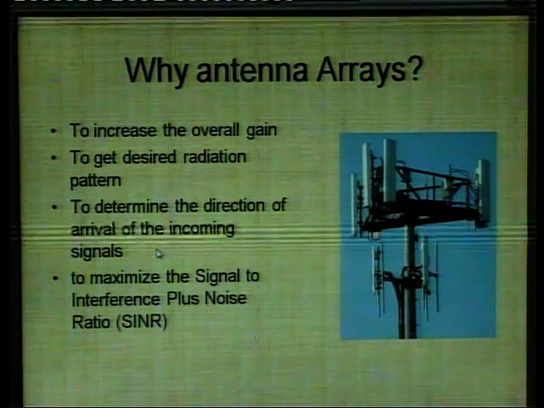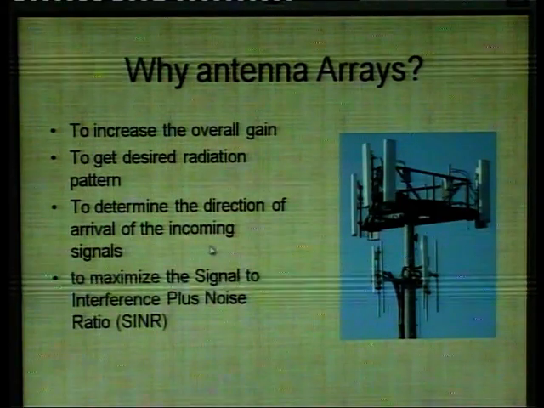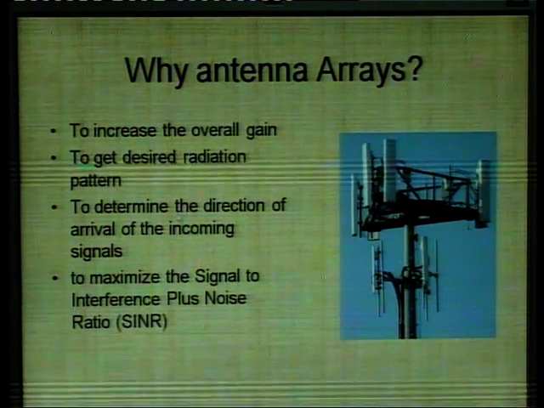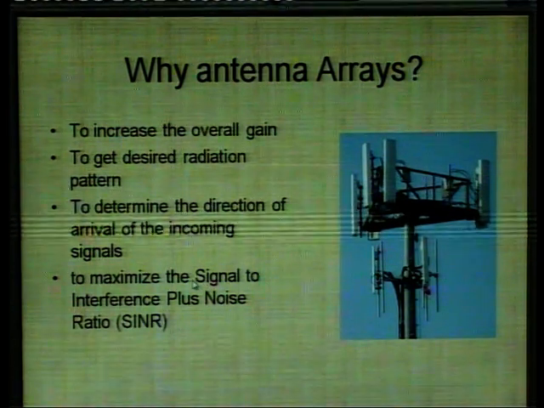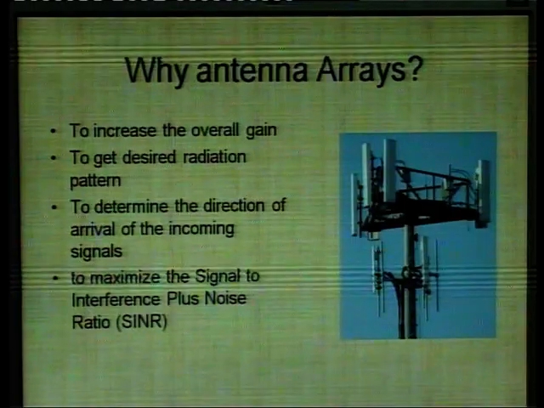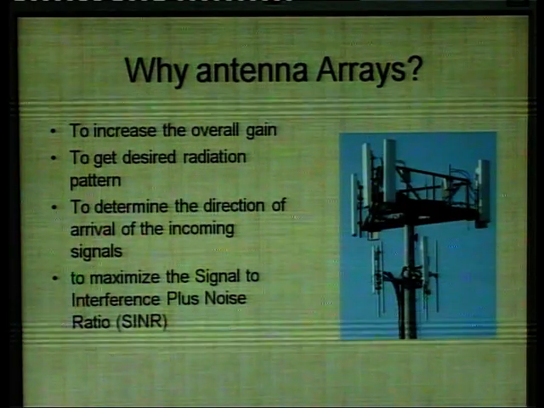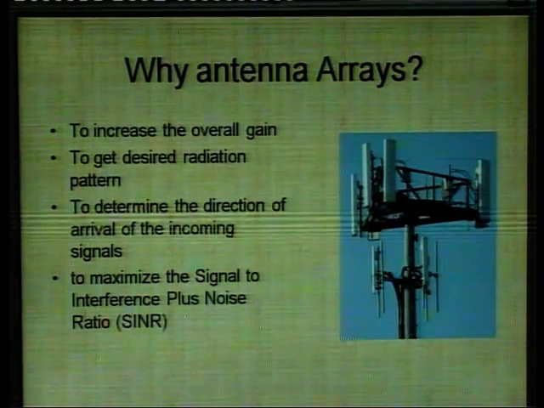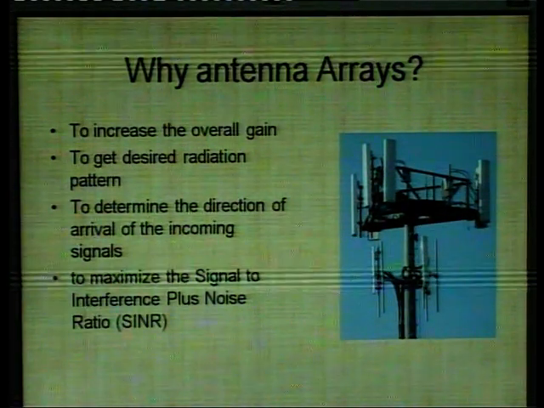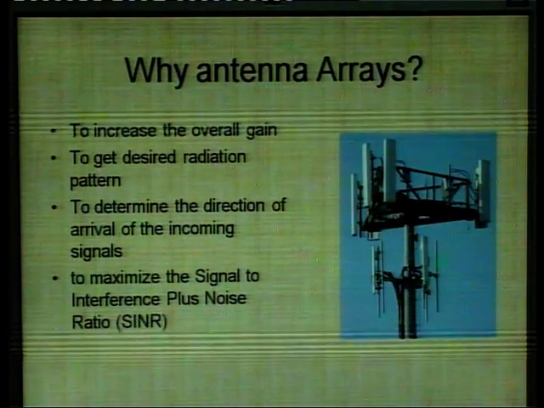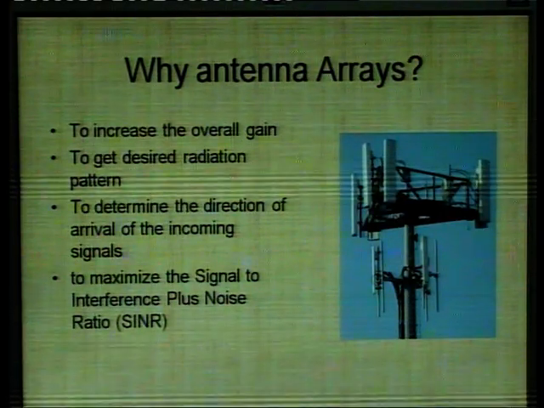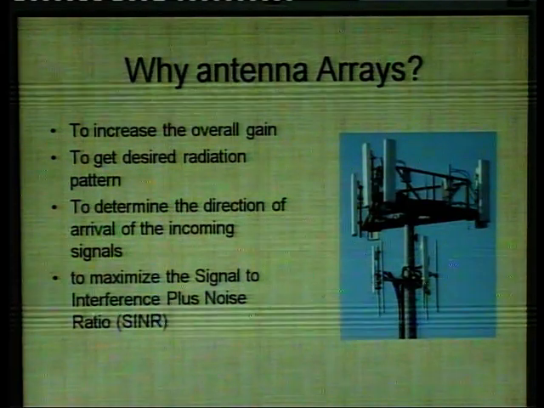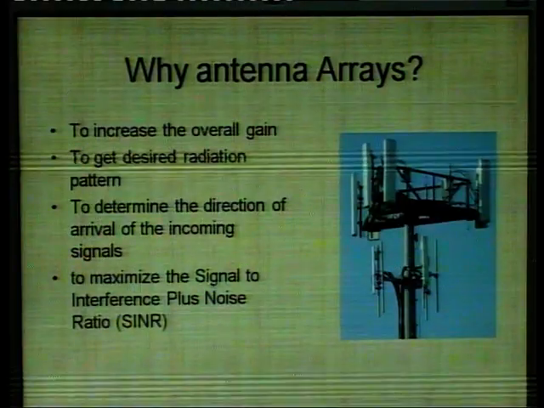Next is to determine the direction of arrival of incoming signals. Antenna arrays can be used for finding the direction of incoming signals, that is, from where the signals are coming. For example, a loop antenna array can be used for this direction finding. Next is to maximize the signal to interference noise ratio. Since the gain of the antenna is increased, the signal to noise ratio will increase with the help of antenna arrays.